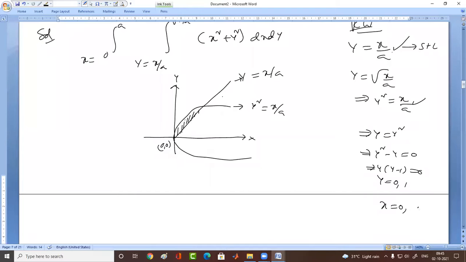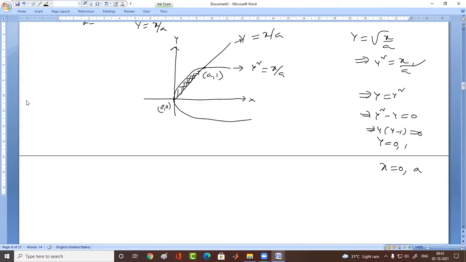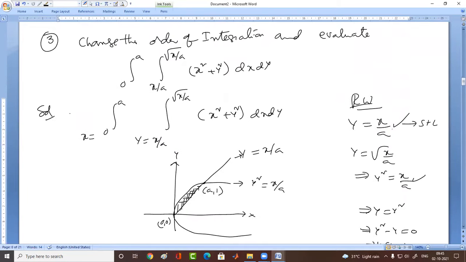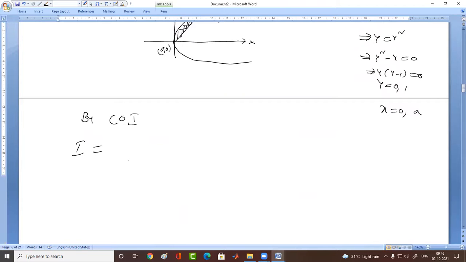So one point of intersection is 0, 0. The other point of intersection is a comma 1. So this is the total shaded region. By change of order of integration, now this integral I equals, now change the limits.